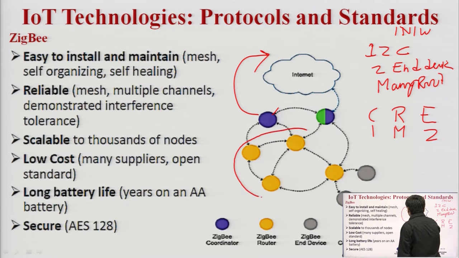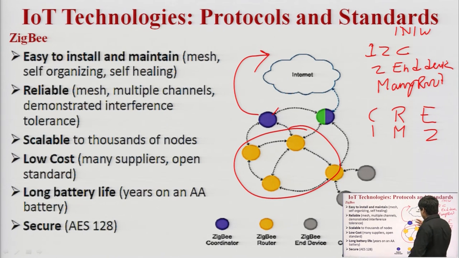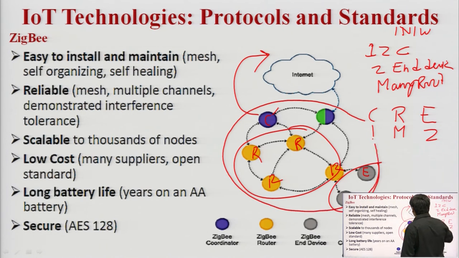And we have many routers. The responsibility of the routers is to route the information to another location, to relay the information. And there are two end devices. These are the end devices, E. This is R, R, R, R, and this is C. So basically this follows the mesh network.